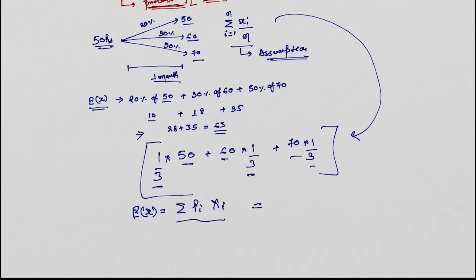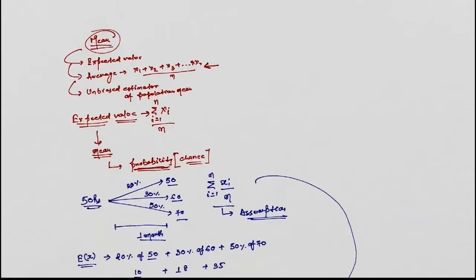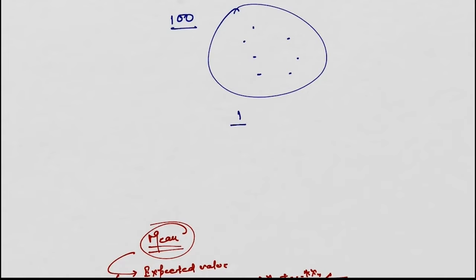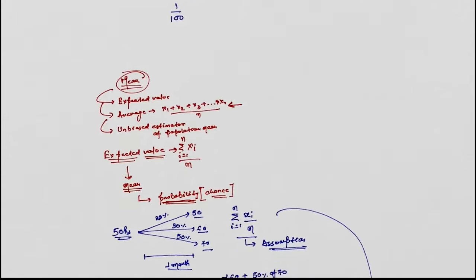This formula and this formula are identical. There's no difference. The only assumption in this formula is that the probability is equal for each and every entity. If I say the probability of each entity happening is equal, and I have 100 entities, a population with 100 data points, then what is the probability of each? 1/100, right? So therefore you divide by n.